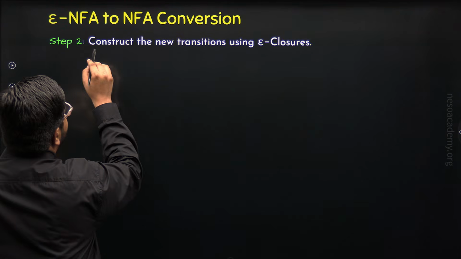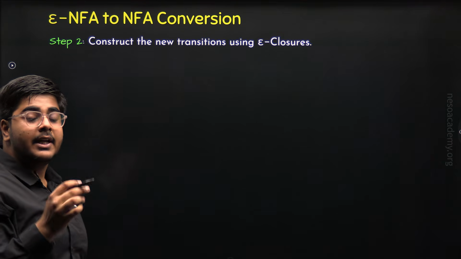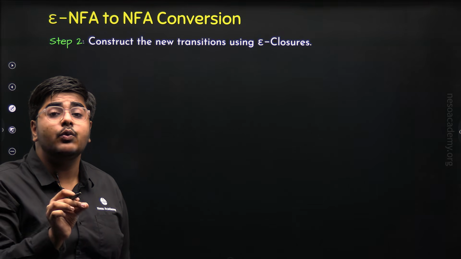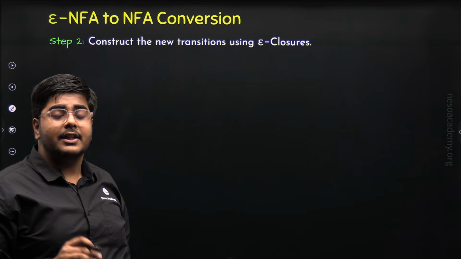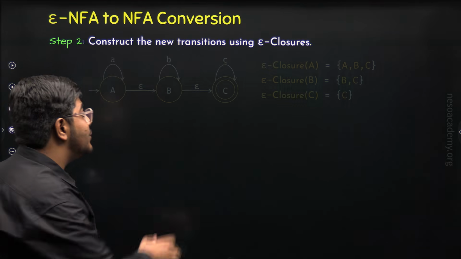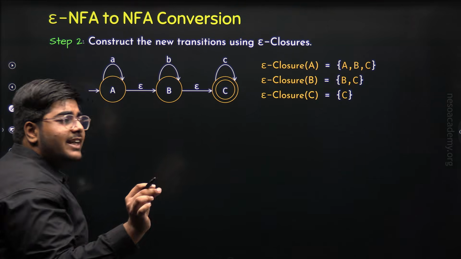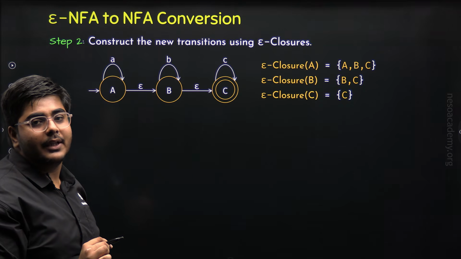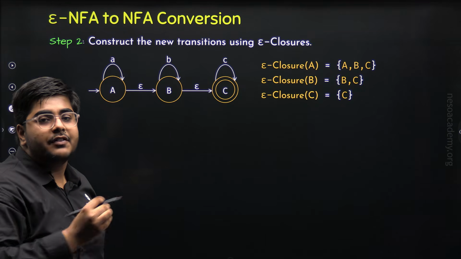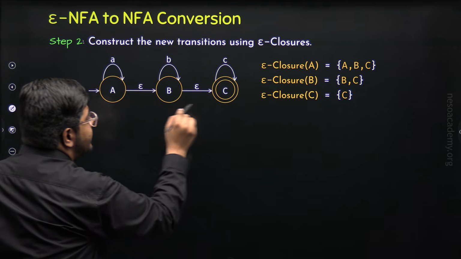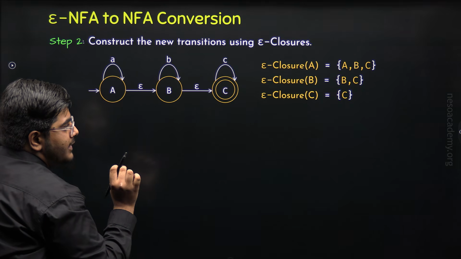Step number 2. Construct the new transitions using epsilon closures. That means, in step number 2, we need to find the new transitions for our resulting NFA using the epsilon closures that we have just calculated. So these are the epsilon closures of the states A, B and C that we calculated in step number 1. Now we need to construct the new transitions for our resulting NFA. This is the epsilon NFA, and now we need to calculate the new transitions.